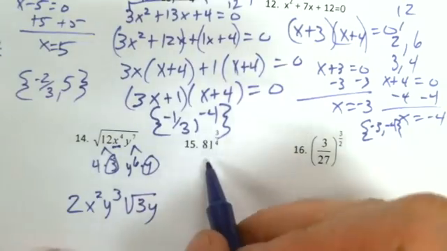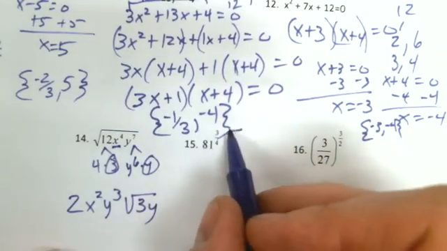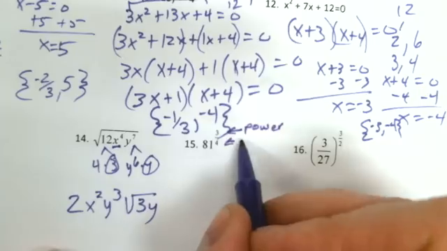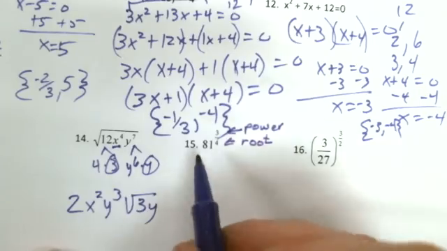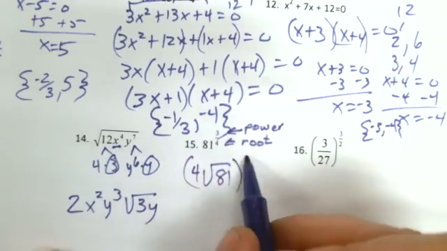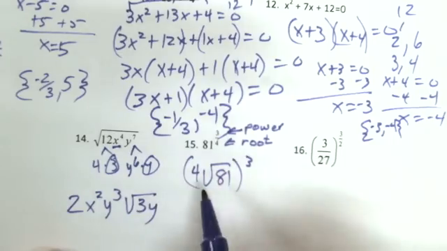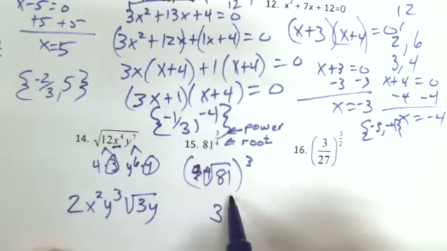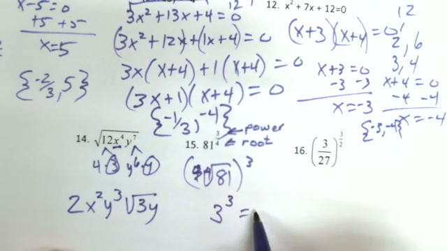For number 15, remember the top number is the power and the bottom number is the root. So I'm going to be taking the 4th root of 81. I'm going to take that answer and cube it. So the 4th root of 81 is 3. 3 cubed is 27.